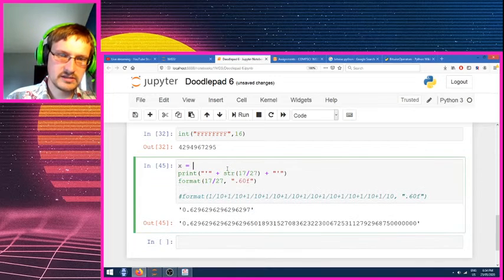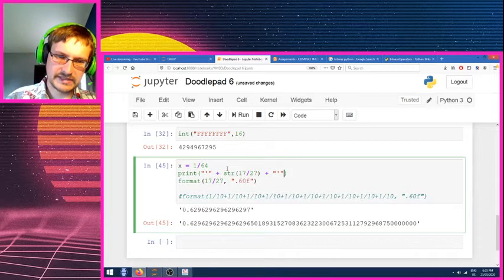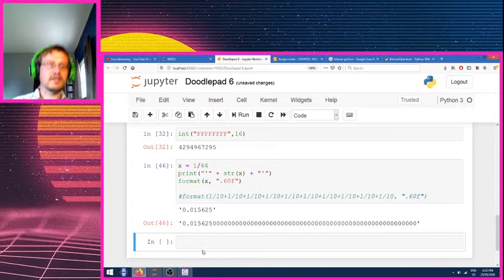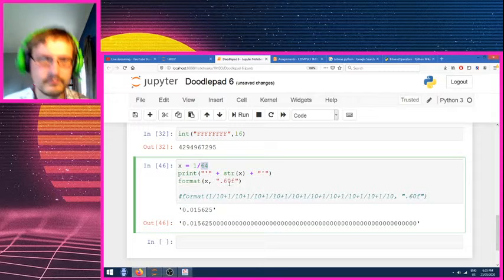I think I'm going to just do some more stuff. However, if you wanted something like 1/64th, for example, you can see that this does in fact have an exact representation, and it's because, of course, the denominator here is a power of base 2. So there you go.